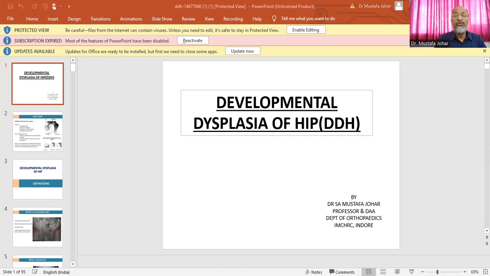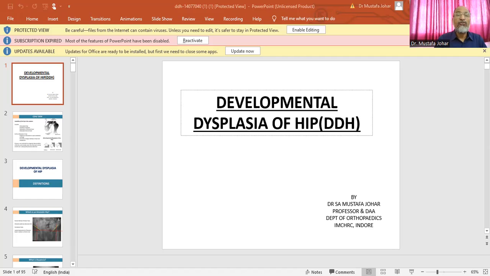Then you have connective tissue disease, like Ehlers-Danlos syndrome. Then you have myopathic disorders, which can also give rise to secondary hip dysplasia, especially in arthrogryposis multiplex congenita, where all the muscles are going to become fibrotic. Then we come to the etiopathogenesis of DDH. And so first we talk of the incidence.